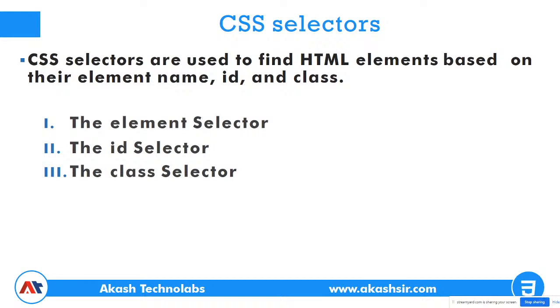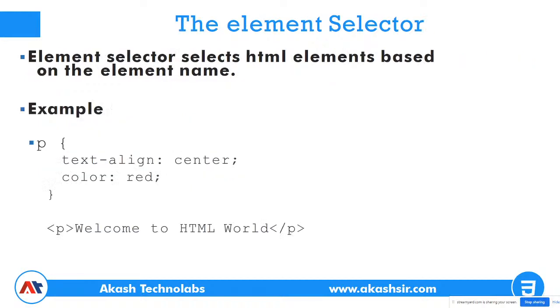CSS selectors are used to find an HTML element based on its element name, ID, and class. The first is the element selector, then the ID selector, and the class selector. Let's take a demonstration of each. For example, this is the element selector. If I specify the p tag, this will check whether your p tag is there in your HTML page. If the p tag is there, then this will change the text alignment and text color. This is called an element selector.